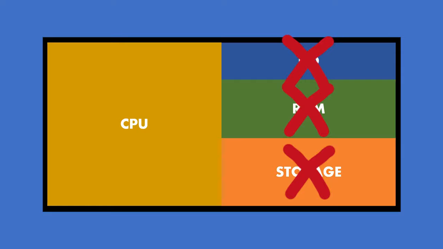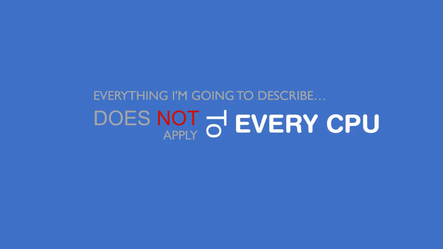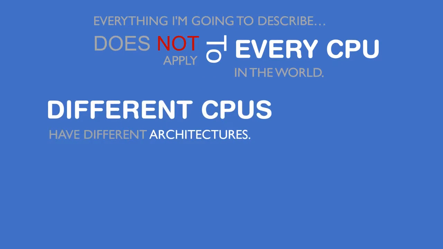So, the CPU, which is also known as the processor, everywhere you hear processor, it refers to CPU, can be split even further into even smaller chunks, as we did with the computer. But right before I do that, there's something you need to know about CPUs, or processors. Everything I'm going to describe on the CPU right here does not apply to all of the CPUs in the world. And that's because different CPUs have different architectures. If you look at, for example, the CPU in a desktop computer and one inside a mobile phone, you'll see that on the inside of the CPU, they're a bit different.